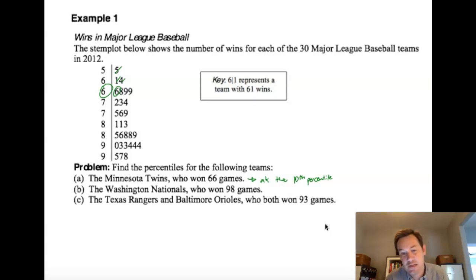Now let's do the Washington Nationals, who won 98 games. So they won the most games in the MLB that season. To compute theirs, there are 29 teams out of 30 below them, which if you pop that in the calculator comes out to about 0.97. So we would say that they are at the 97th percentile.